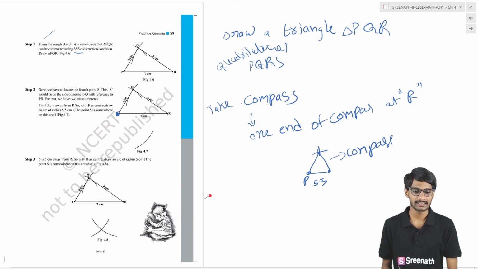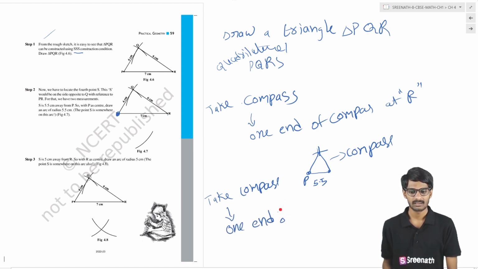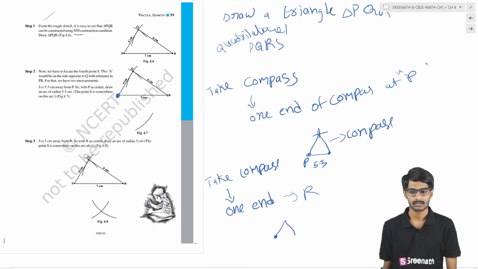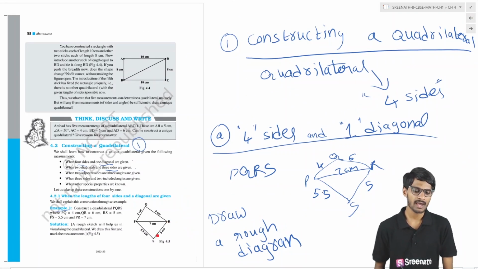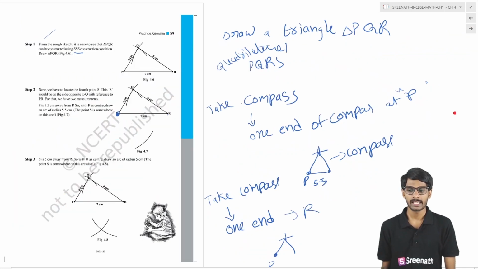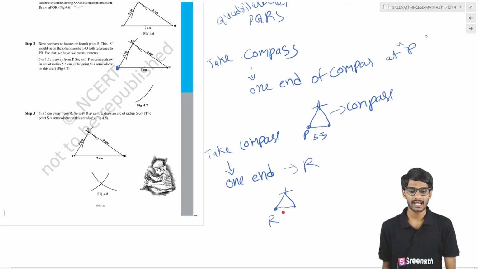After that, what you have to do, again take the compass. Now you have to put one end of the compass at R. Basically here you put it at P and take 5.5 centimeters. Here again you take one end of the compass at R. And what is the distance between two ends? Basically, what is the distance between R and S? That is 5 centimeters. So you have to take the distance between two ends as 5 centimeters.